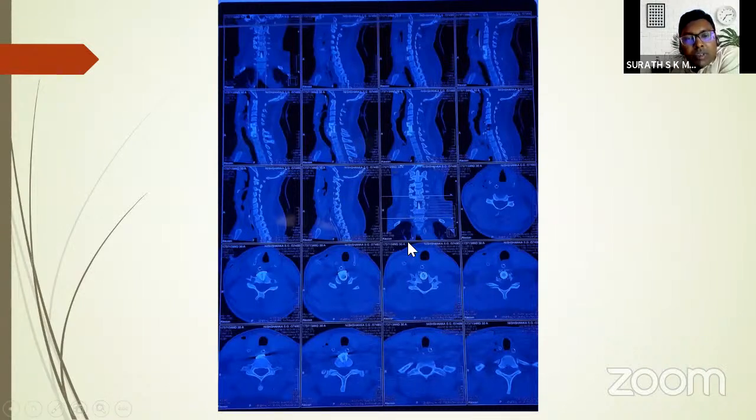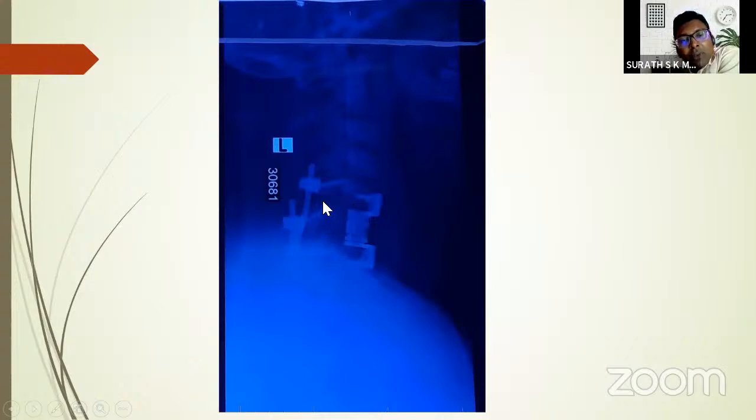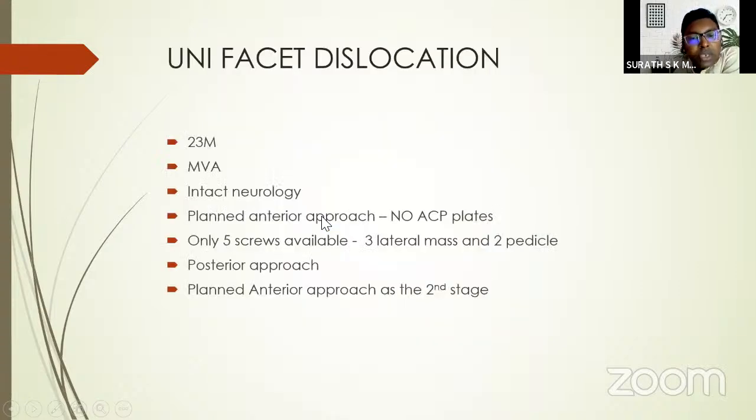So this is the initial approach, the anterior approach, and the expandable cage was inserted, followed by the posterior approach as a staged procedure. After 1 month, I did the posterior approach. Unfortunately, MRI was not available at that time for me.